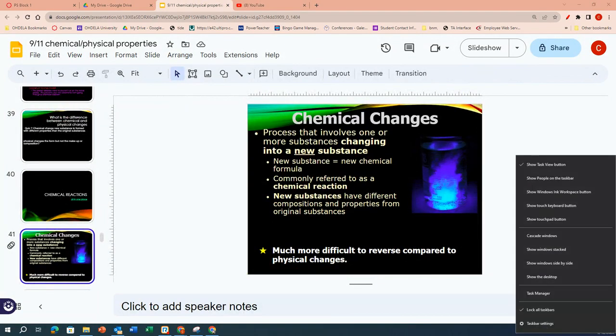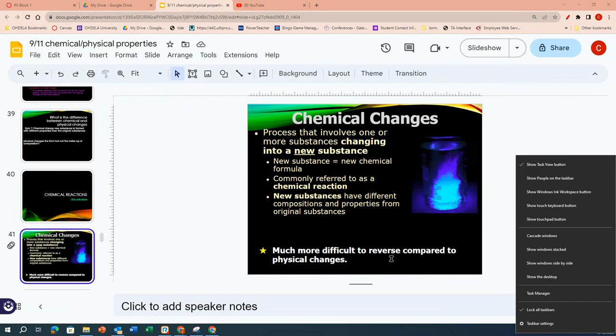Okay, chemical changes. The process involves one or more substances changing into a new substance. A new substance equals a new chemical formula, commonly referred to as a chemical reaction. New substances have different compositions and properties from the original. And it's much more difficult to reverse compared to a physical change.